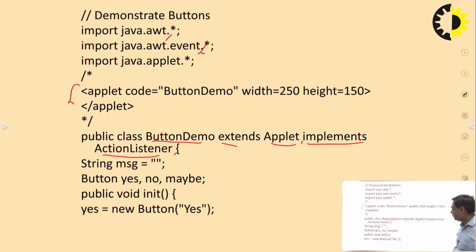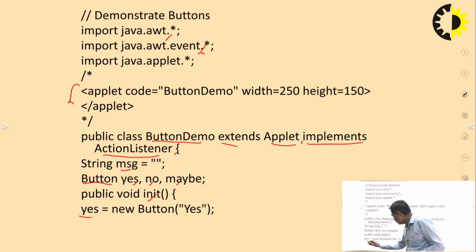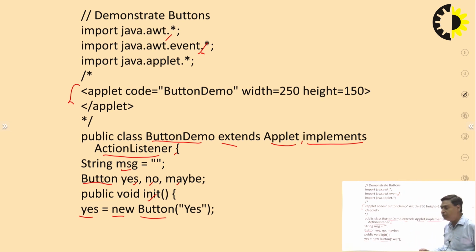I just created a variable message to display the message. Then we have created 3 button objects: yes, no, and maybe. You can see it is a class button. So 3 objects of button are created, but right now these buttons are not initialized, they are just created. Now in the init method, which is part of the applet, we are initializing the already created button objects. We have used this object yes, and we are using new button as the constructor, and what will display on the button, we are going to write in these double quotes.